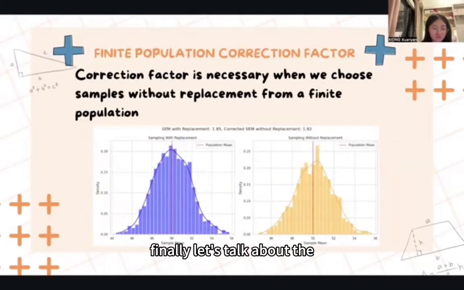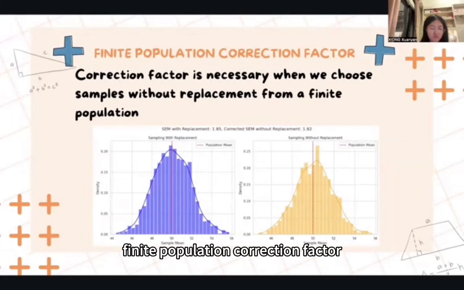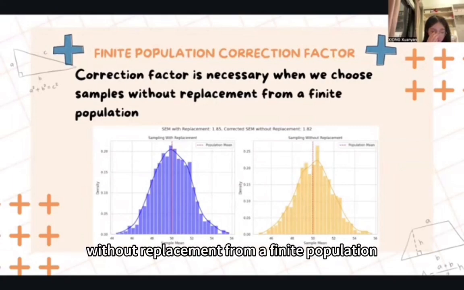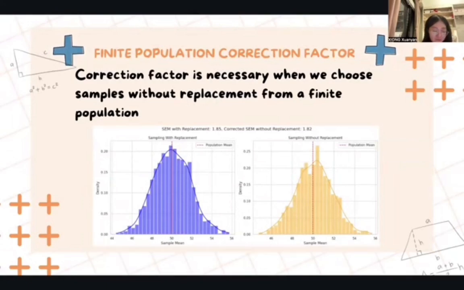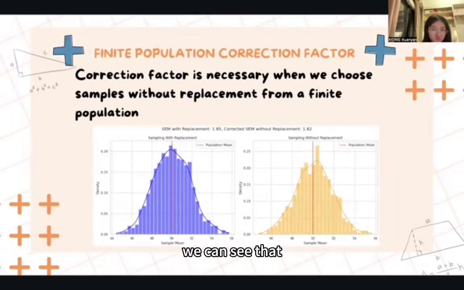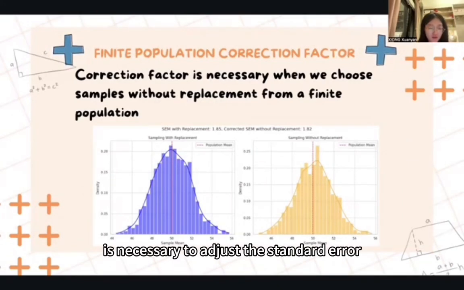Finally, let's talk about the finite population correction factor. The correction factor is necessary when we choose samples without replacement from a finite population. I'll prove it through visualization. Comparing these two pictures, we can see that the correction factor is necessary to adjust the standard error.